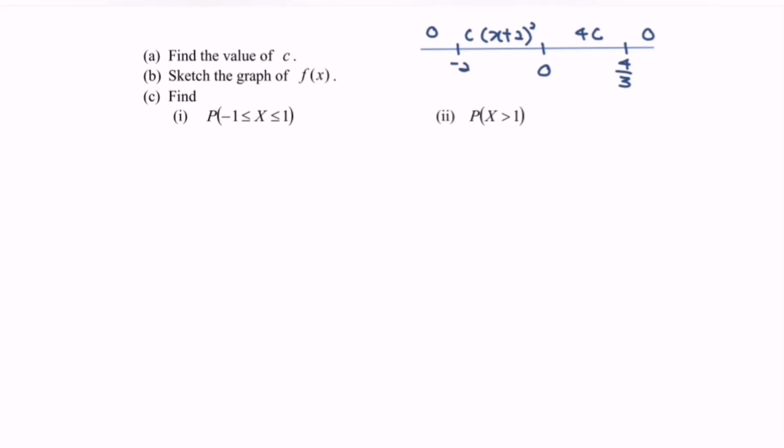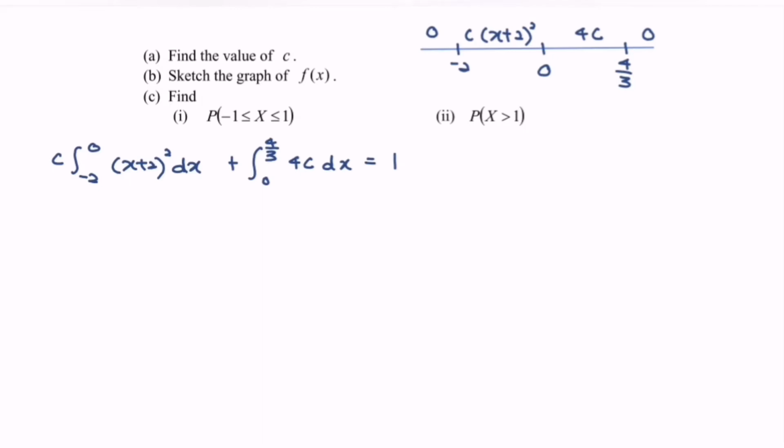As we all know, it is a continuous random variable, so the total will be equal to 1. Here, integrate from -2 until 0 the function c multiplied by (x plus 2) to the power of 2 with respect to x, plus the second part, integrate from 0 until 4 over 3 the function 4c with respect to x, which will equal 1 because it is a continuous random variable.